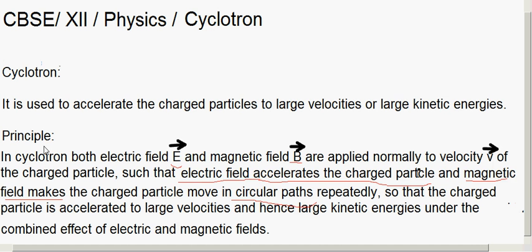So we have seen the principle. The cyclotron works on the presence of both electric field and the magnetic field B. So a charged particle will be accelerated in the presence of electric field, and then the magnetic field makes it move in a circular path, so that repeatedly when it moves it gains very high energy.